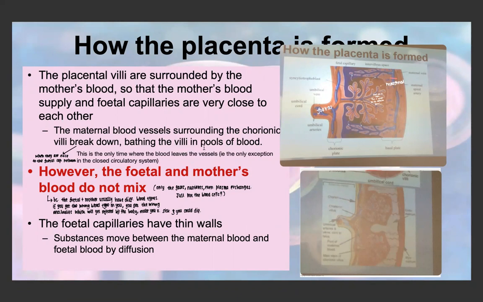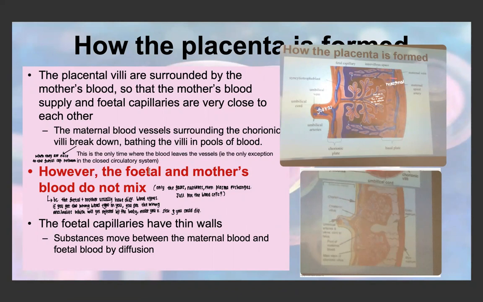So I'm sure you've learned by now that mammals have a closed circulatory system, which means that blood doesn't leave the veins and the arteries. This is the only exception to that rule. During pregnancy within the placenta, the mother's blood leaves her vessels and then obviously goes back in.